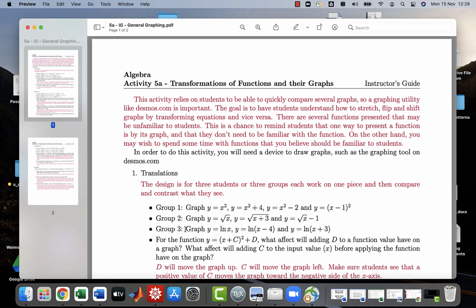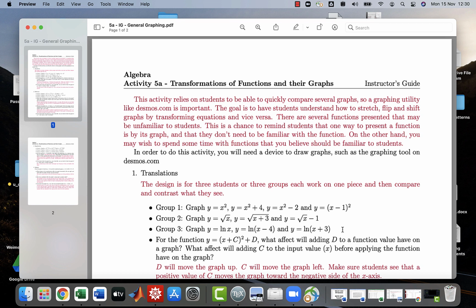There's going to be a shape. So group 1, you're going to see a parabola shape. Group 2, you're going to see the square root shape. Group 3, you're going to see the logarithm shape. And that shape is going to change graph to graph.